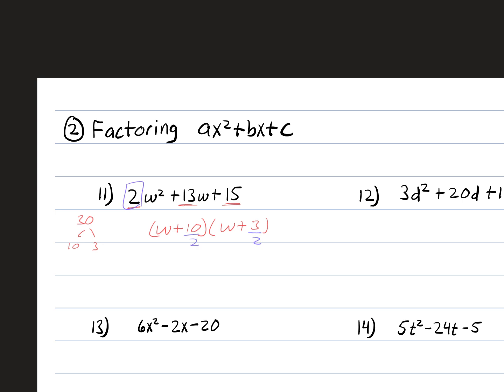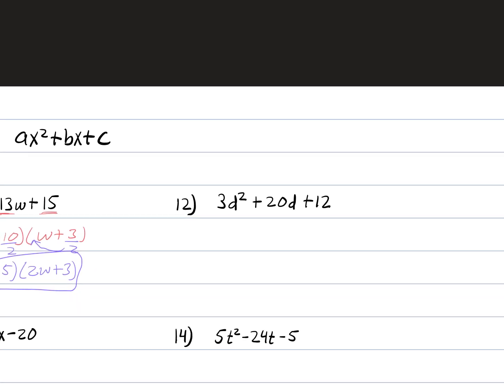All right, so w plus 10 divided by 2, 10 divided by 2 is 5. So we're going to get w plus 5. And then w plus 3 divided by 2 does not simplify. If it doesn't simplify, you slide it out front. So it's going to be 2w plus 3. All right, and then that's our process for these kinds of problems. All right, let's look at the same thing with the next one.